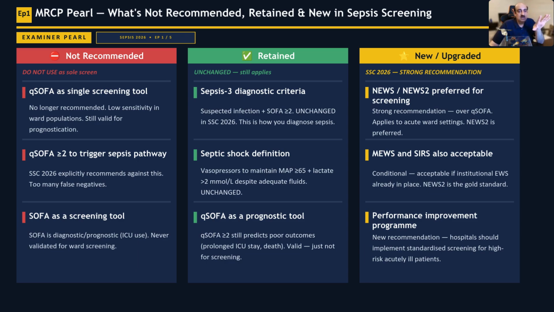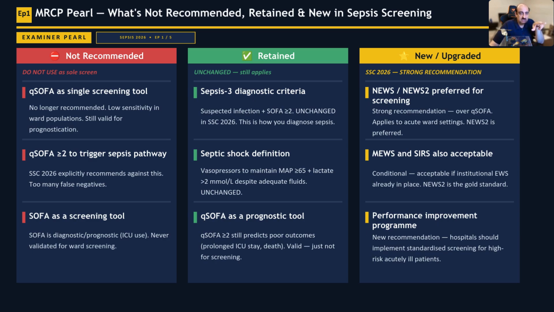So this is the last slide, and for exam purposes and also for a summary. On the left column, what's not recommended, what is retained, and what is new in the guidelines. It's just a summary of what we have discussed so far. So both qSOFA and even SOFA as a screening tool are not recommended. We've touched upon most of them already. What's retained is the Sepsis 3 definition. The diagnostic criteria are totally unchanged, and that includes the SOFA score, not qSOFA. Okay, and the septic shock definition is also the same. qSOFA is a prognostic tool, still there.